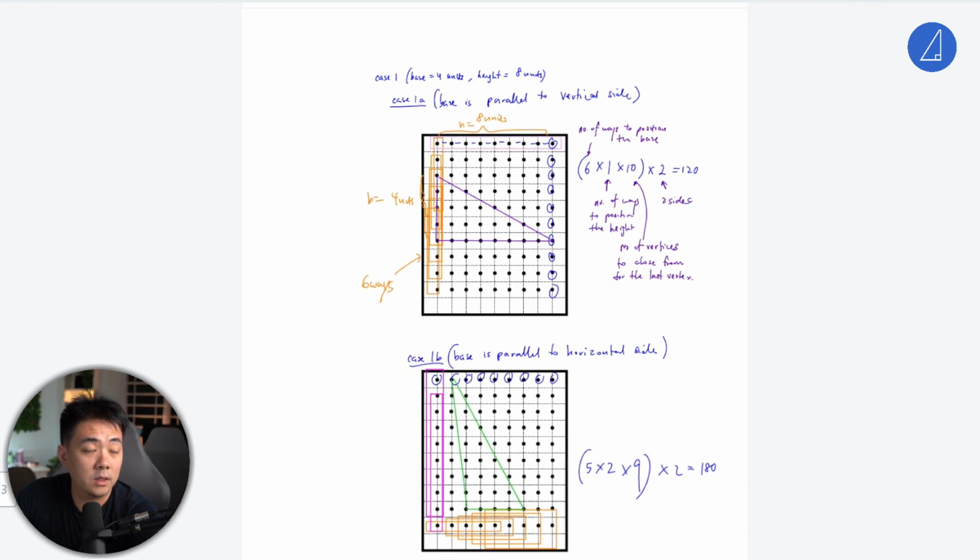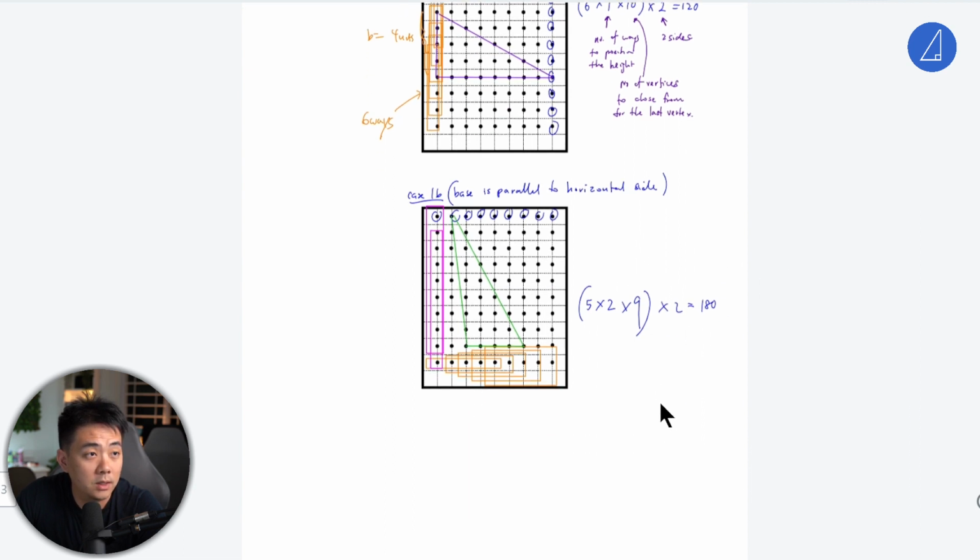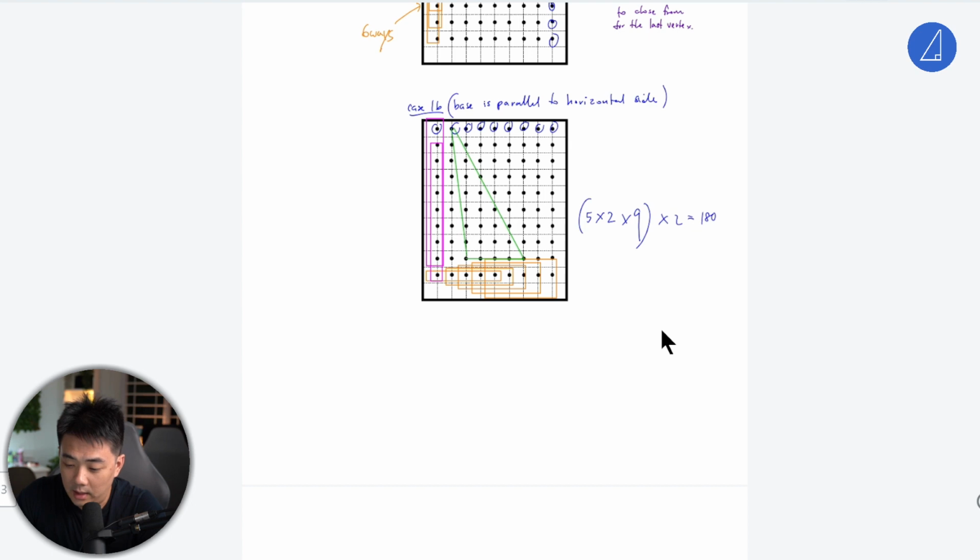So this is just to write something in the exam so that the examiner would know what you're writing. So this is where the base is parallel to the vertical side of the board, and this is where the base is parallel to the horizontal side of the board. So times 2 is the same thing. I'm going to use the same logic, same alignment here. Let's look at case 2.